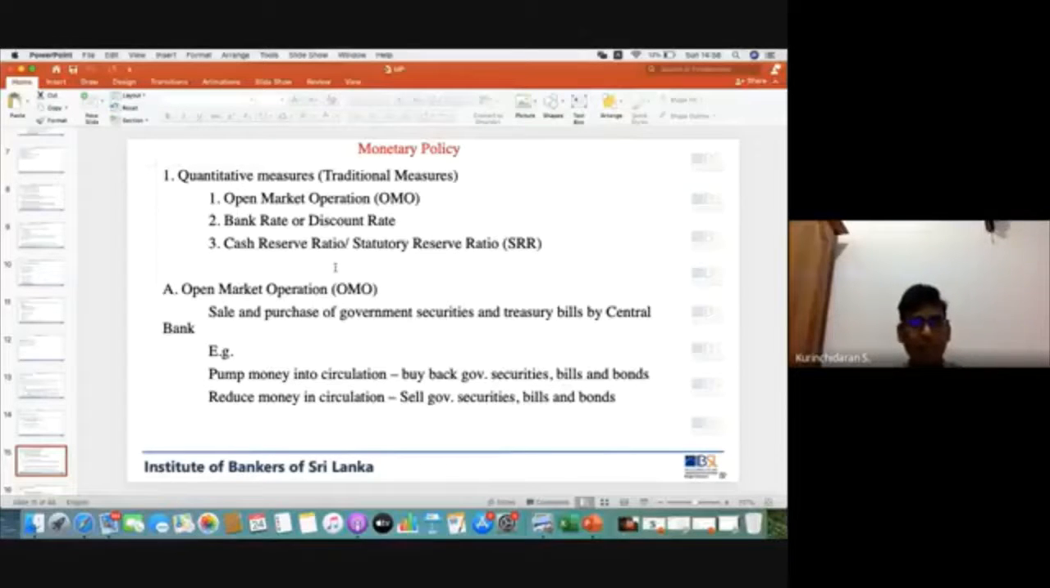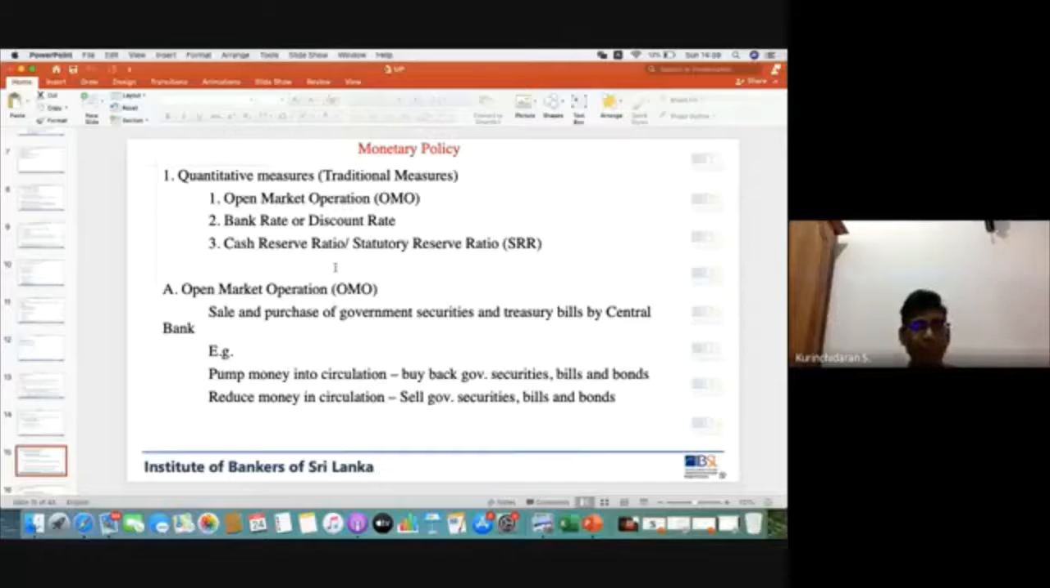First, look into open market operations. What are open market operations? Open market operations means the sale and purchase of government securities and treasury bills by central banks. As we discussed earlier, the central bank can manipulate the money supply, money demand, or credit creation, and through that they can stimulate the economy, right?